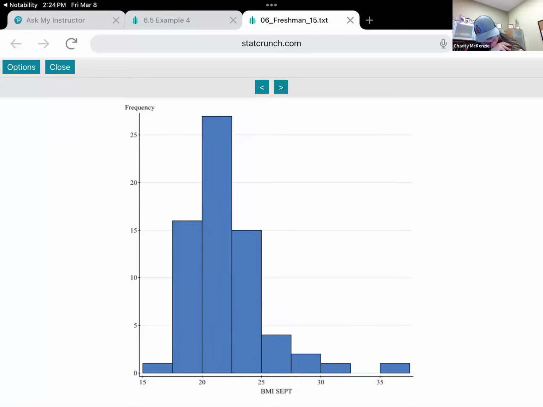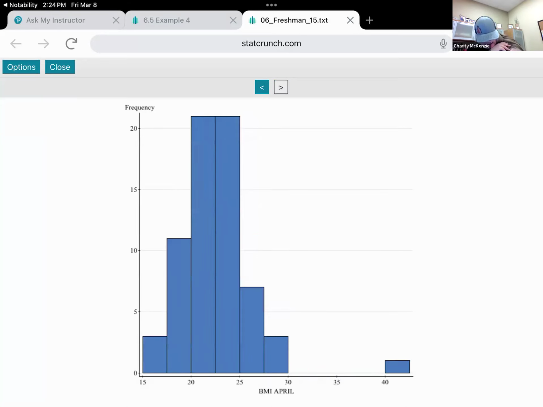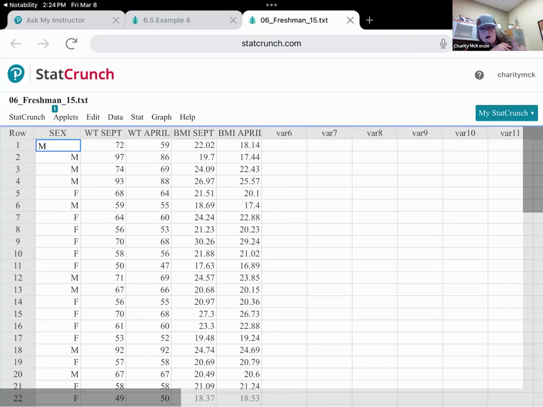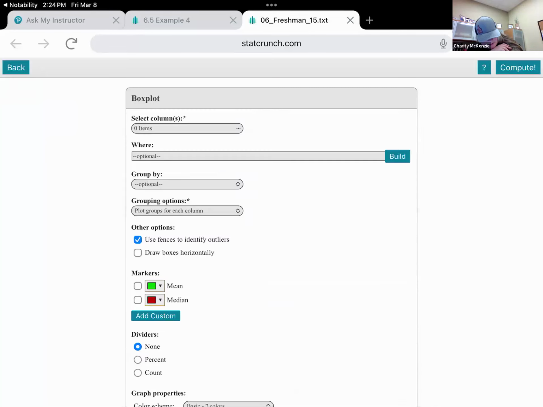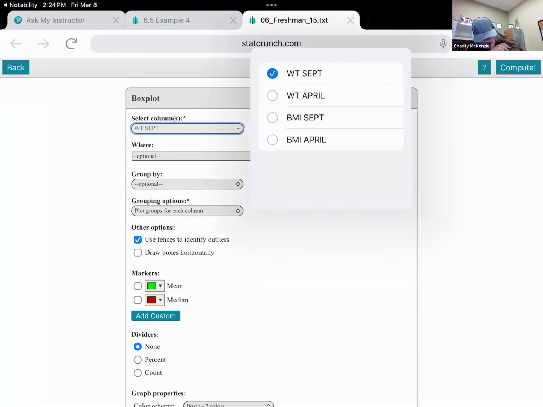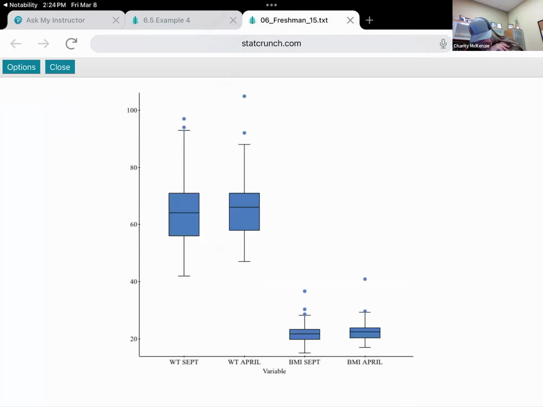Next one definitely looks like it has an outlier. This is BMI for September, but man, that one looks bell-shaped, and April looks bell-shaped too. So our next thing is to look for outliers. I'm going to do the box plot of all 4 so I can see if they have outliers. Compute. And oh, all of them do, and all of them have more than one.